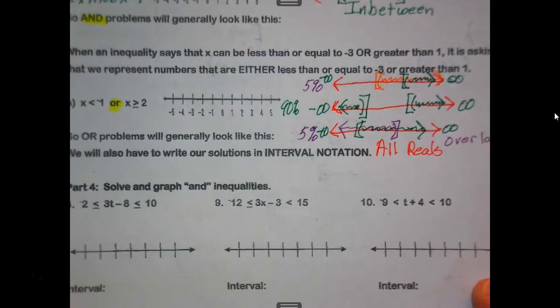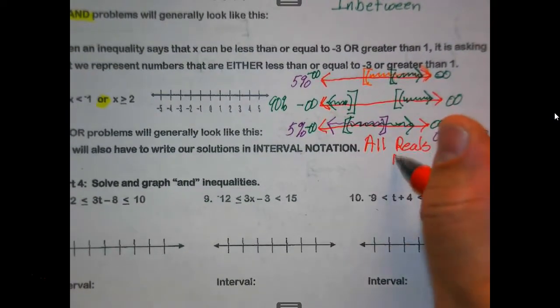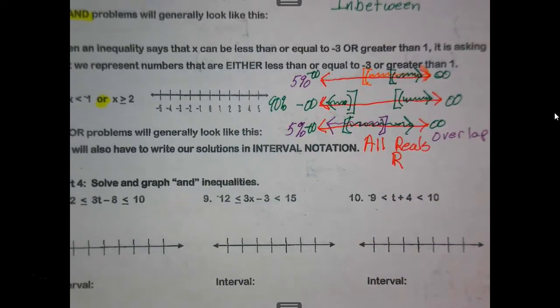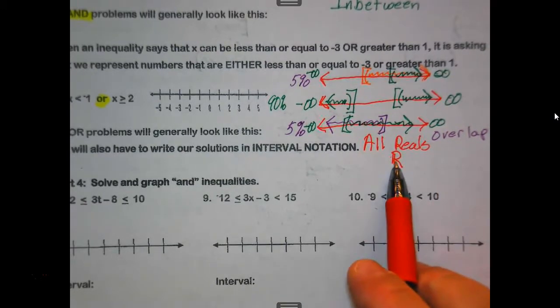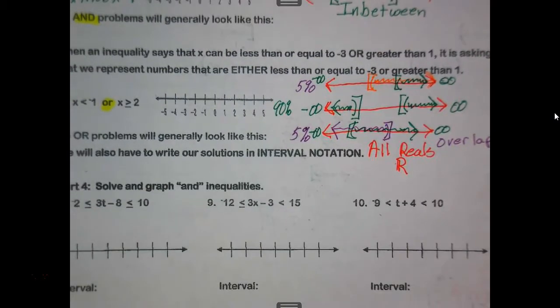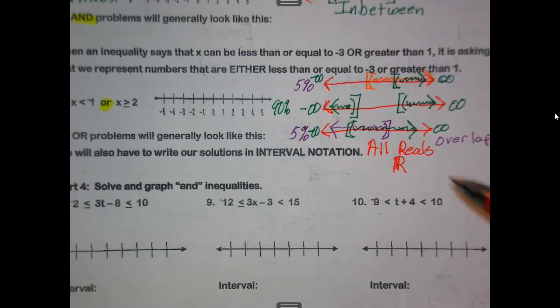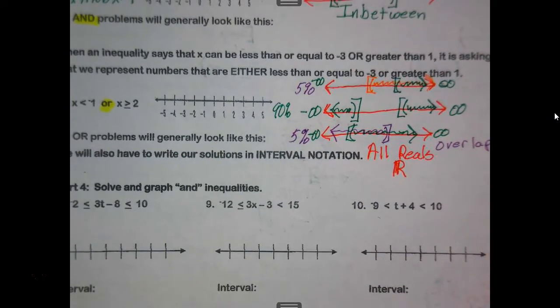So we put the solution all reals. Okay. And when you get into higher math classes, this is the symbol for all reals. Double bar R. So you can just put that down for all reals. And for Grace, you're probably not going to see the double bar.